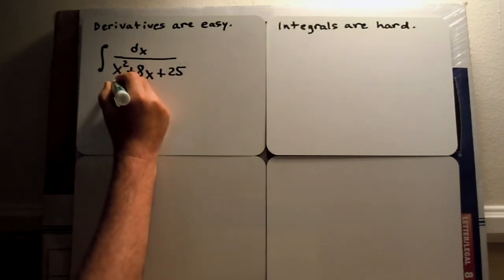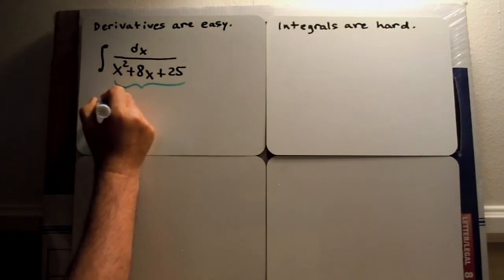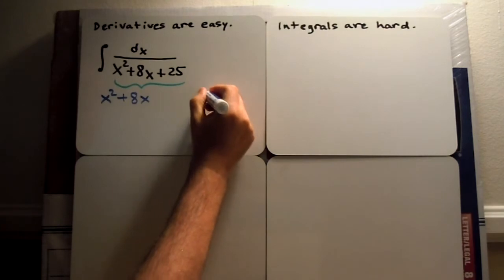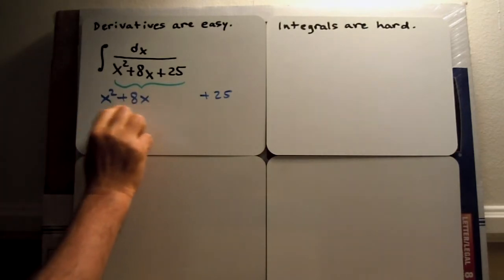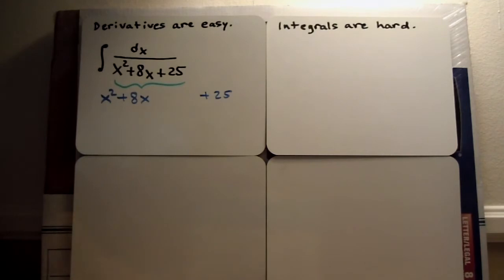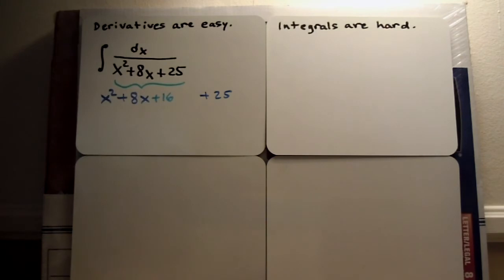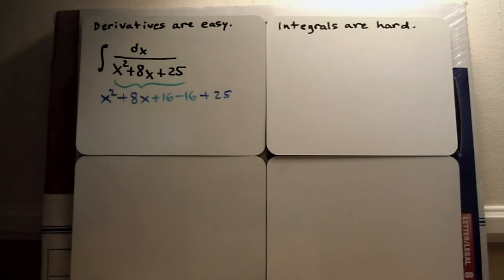But maybe there's something else that we can do with this. Let's try completing the square. We've got x squared plus 8x, and then we have plus 25. Put a little space there, and think to ourselves, what do we need to put here in order to complete that square? Well, we need to have plus 16, and then compensate by subtracting 16. And so that would be the completed square.